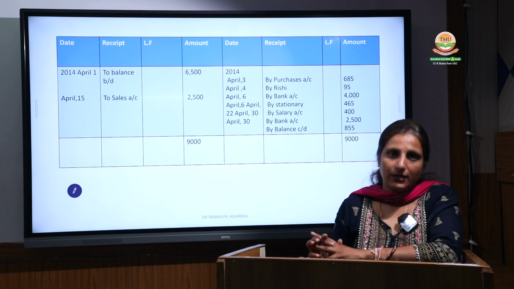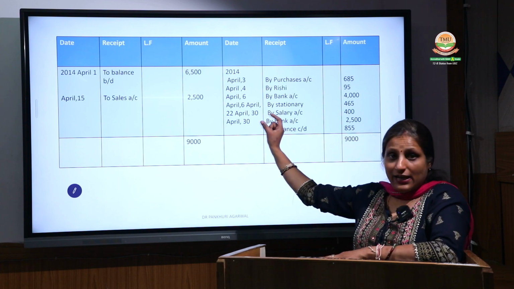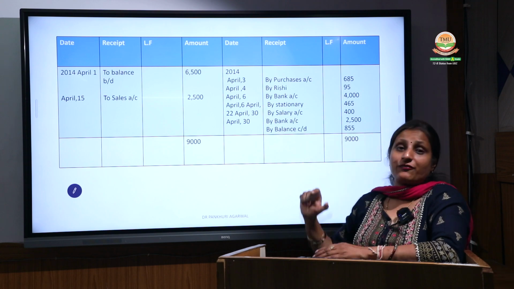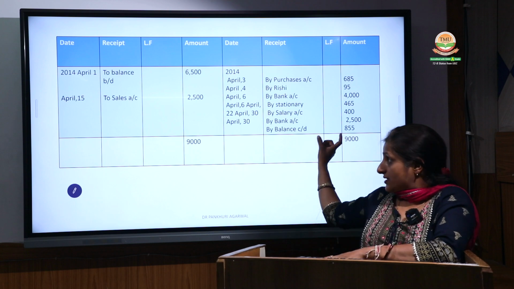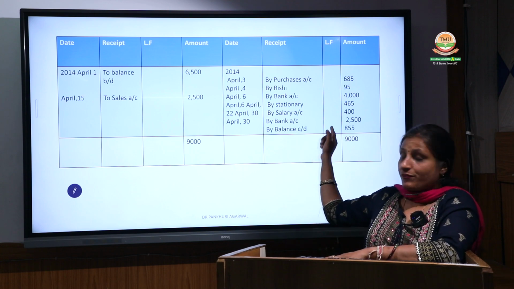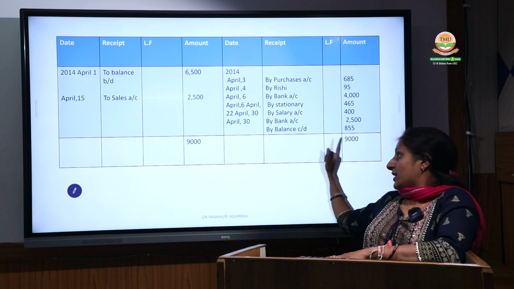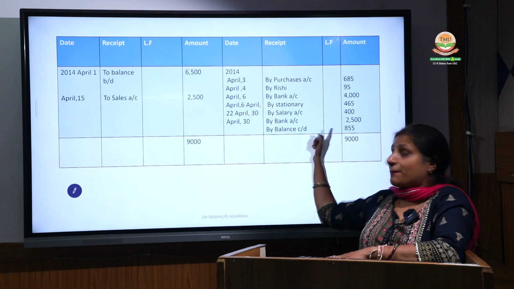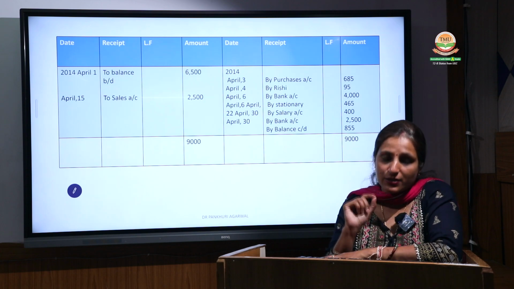What do I have to do? I just have to make the balance of the account. I just deduct this amount from 9,000, and this 855 is the balance that's left. Means this is the total that is less. That I write on this side because I have to make both sides equal. I just equalize the account, write this total, and this amount is written as the balance carried down.